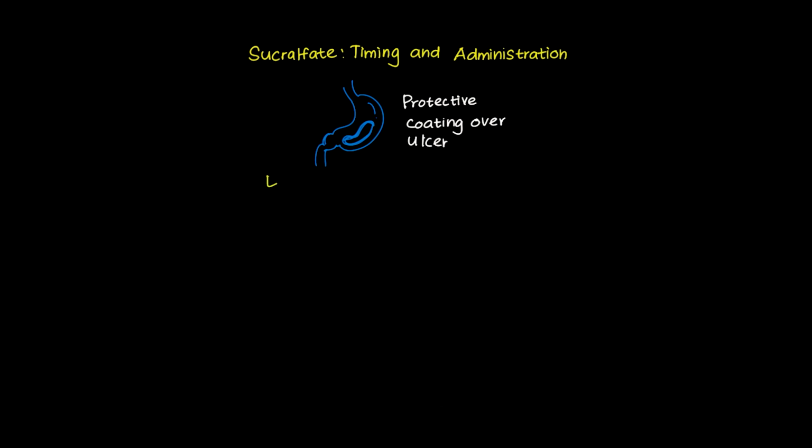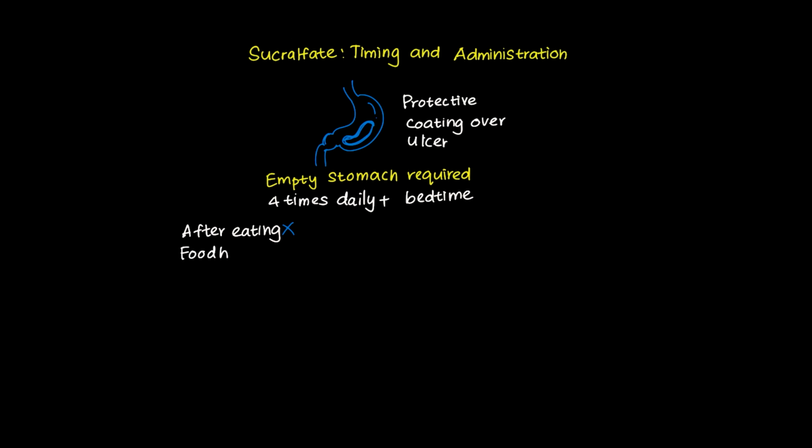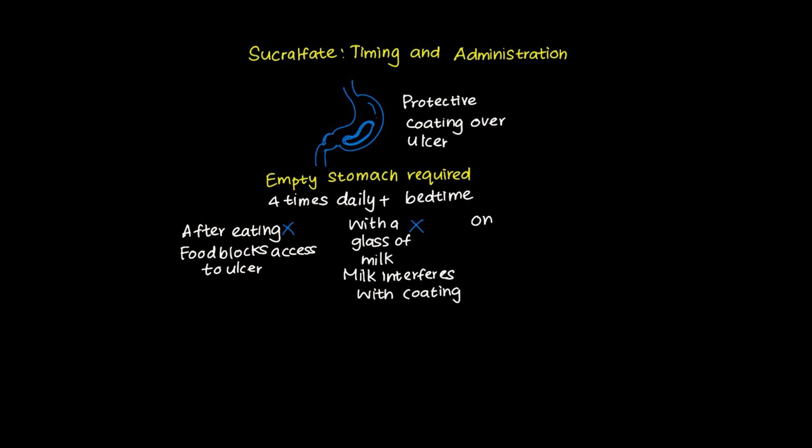For that coating to form properly and adhere to the ulcer surface, the stomach needs to be empty. Food in the stomach gets in the way and prevents the drug from making contact with the damaged tissue. Taking it immediately after eating defeats the entire purpose because the food blocks access to the ulcer. Taking it with milk interferes with the coating mechanism the same way, and once a week is nowhere near frequent enough since the protective barrier needs to be reapplied multiple times daily to maintain continuous coverage.